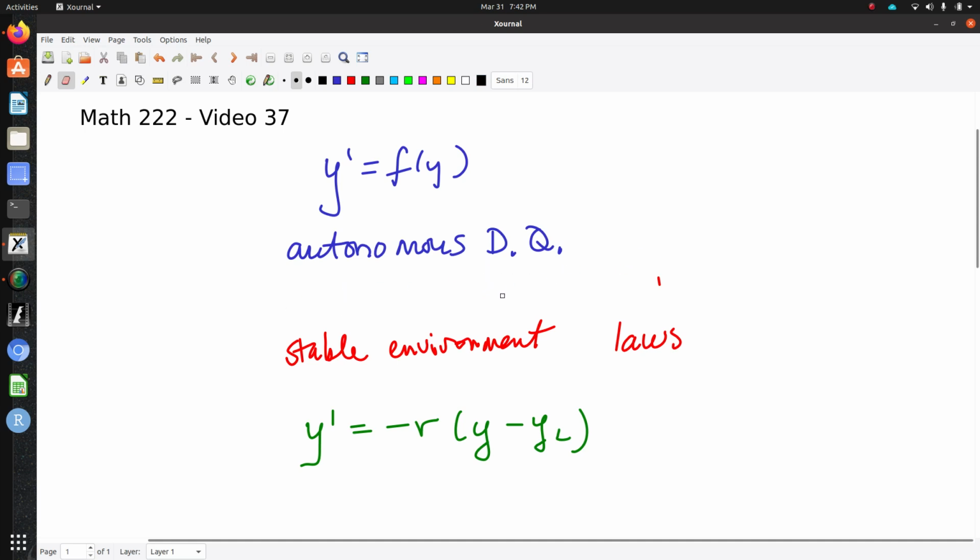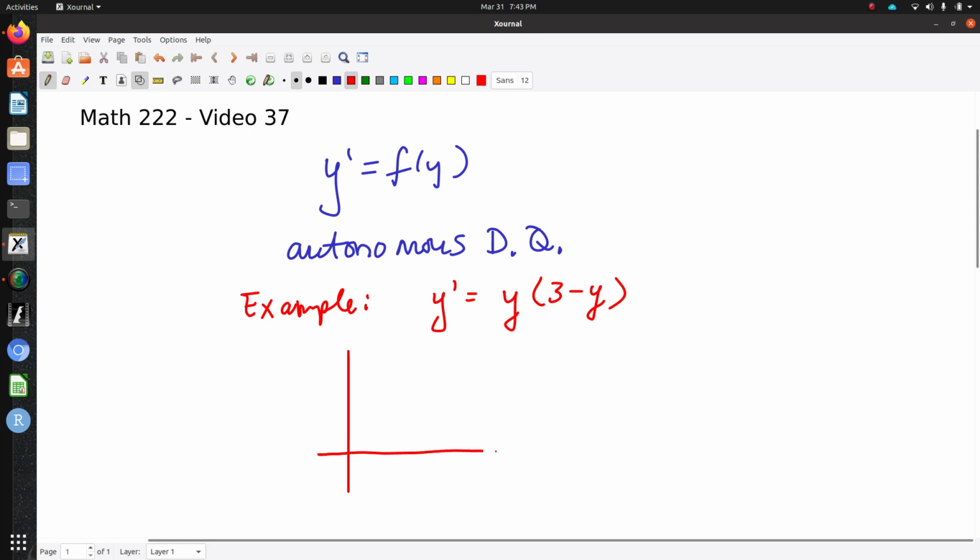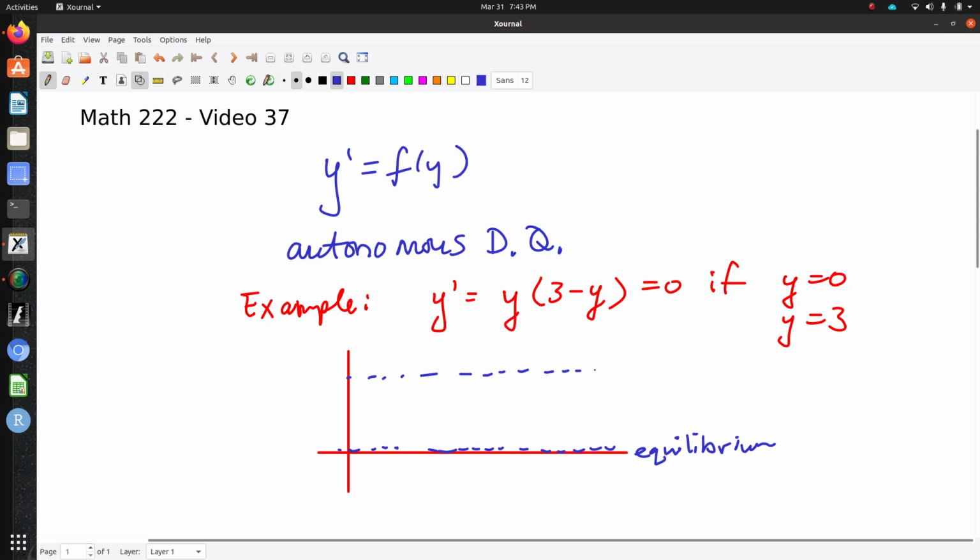Those are really special and fun and easier, at least, to visualize. So we're going to zoom in on one and see what it looks like. I just made this example up, and I'm going to give you some axes, but notice that y prime equals 0 if y equals 0 or y equals 3. So I'm going to put little dots here to tell you that this is an equilibrium, not necessarily stable. And this one up here is an equilibrium. We'll find out if they're stable in a second.